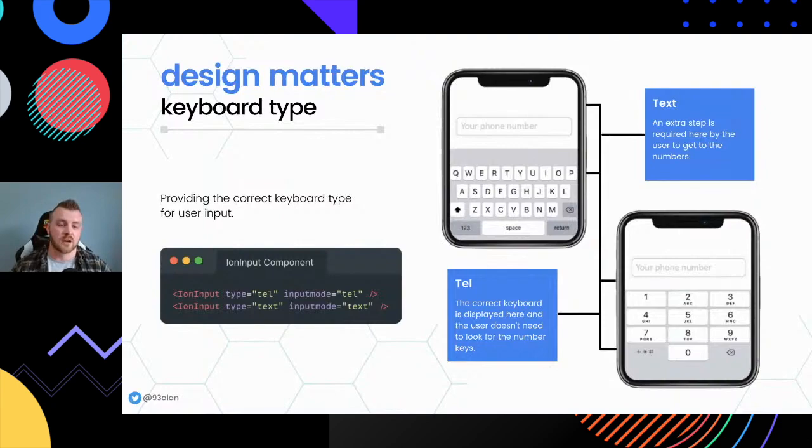In comparison, look at the second example where I've provided an input mode and a type of tel. And this allows the keyboard to pop up with the numeric telephone keyboard. Happy user. There's also a code snippet there of the Ion input, which takes in some props of input mode and type, quite like the HTML5 input. But providing the correct keyboard type for user input is really crucial.